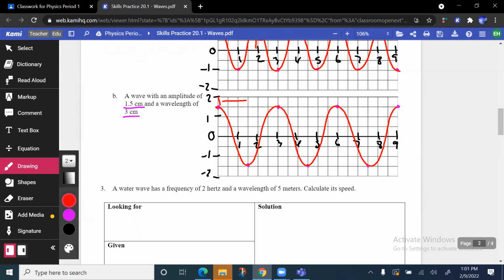And you would have a wave that repeats with a wavelength of every 3 centimeters. And you can see the amplitude is measured at 1.5 centimeters.